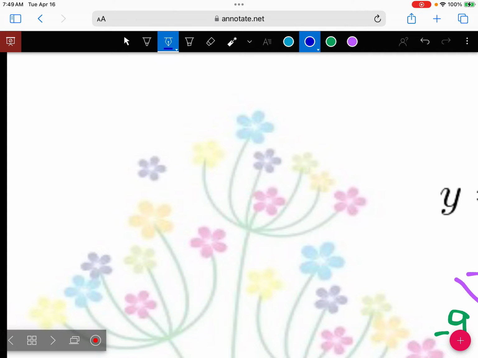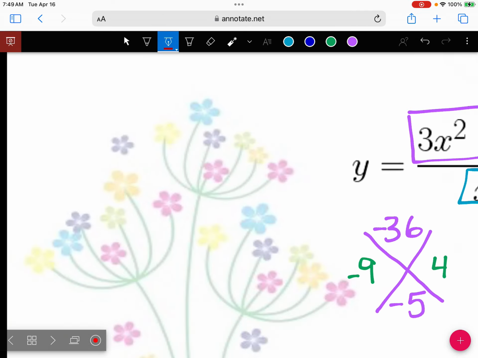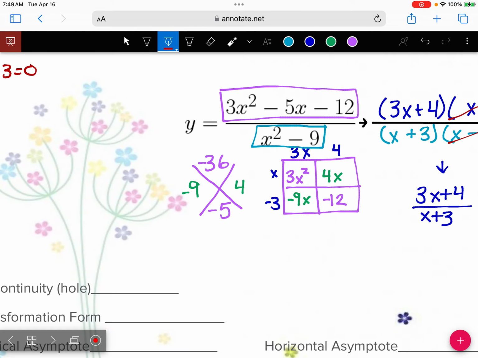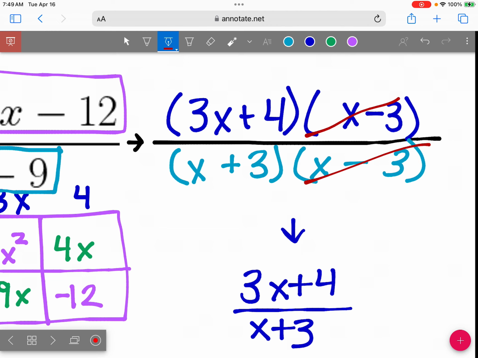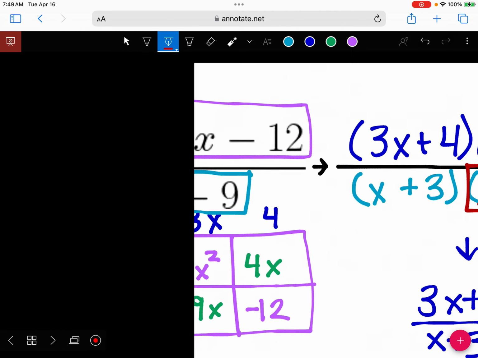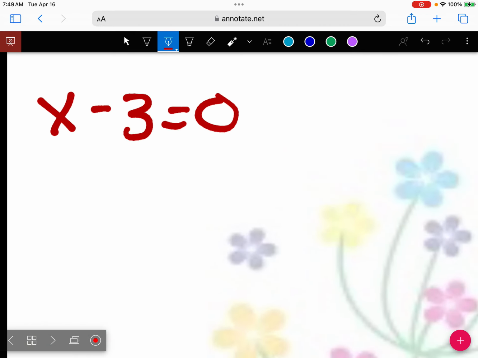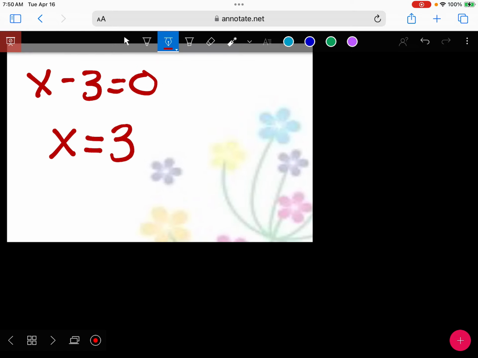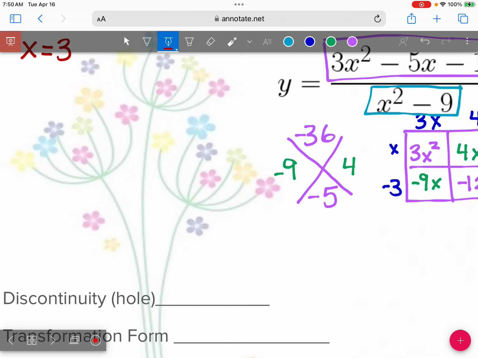But before I go any further, I'm going to figure out where my discontinuity is, because I have a discontinuity where x minus 3 equals 0, because if I have a 0 in my denominator, it causes me problems. So I take this chunk that was in my denominator, and we want to figure out when it causes problems. So we set it equal to 0. x minus 3 equals 0 happens when x equals what? 3.